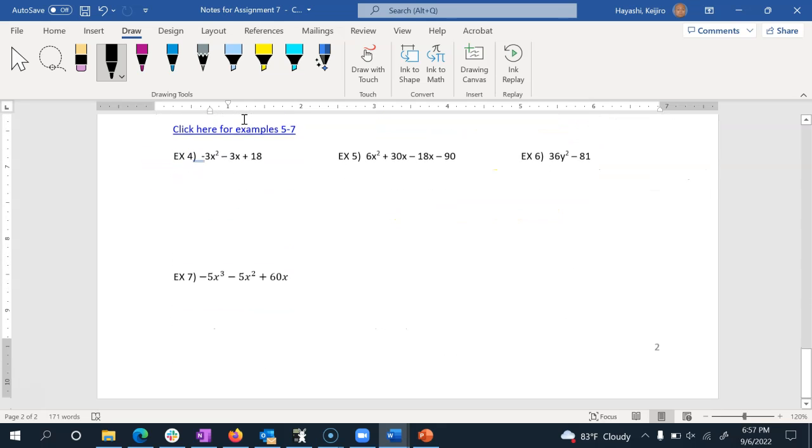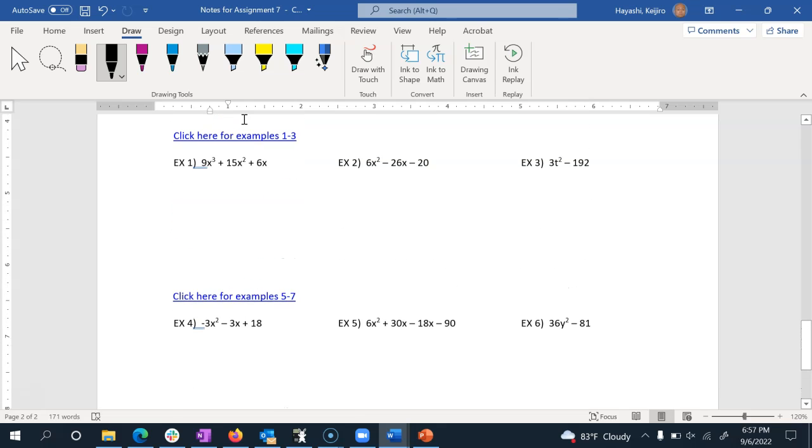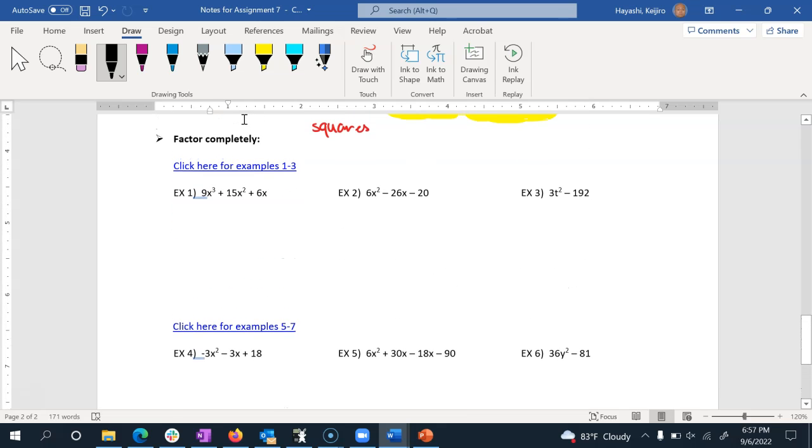Okay, now these last 7, they're prefaced by the instructions to factor completely. And for that, you can use any of the techniques we've learned so far. Factoring out greatest common factors, factoring trinomials of the form ax squared plus bx plus c, using the difference of two squares. But I'll tell you that you should always check to see if you can factor out a greatest common factor.